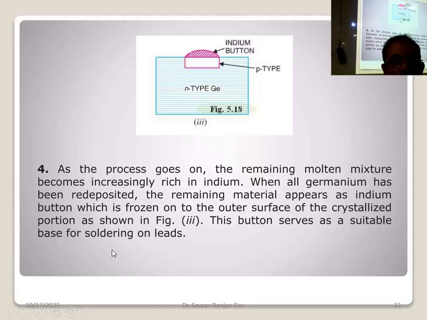Point number 4, as the process goes on, the remaining molten mixture becomes increasingly rich in indium. When all germanium has been redeposited after freezing, the remaining material appears as an indium button that is on the top. You have the germanium-indium mixture in the middle, and the remaining portion with pure germanium. So all the three things will be there. This portion where germanium and indium are mixed together will form a p-type semiconductor, and here you have the n-type, and n-type and p-type semiconductor side by side form a p-n junction and a diode.